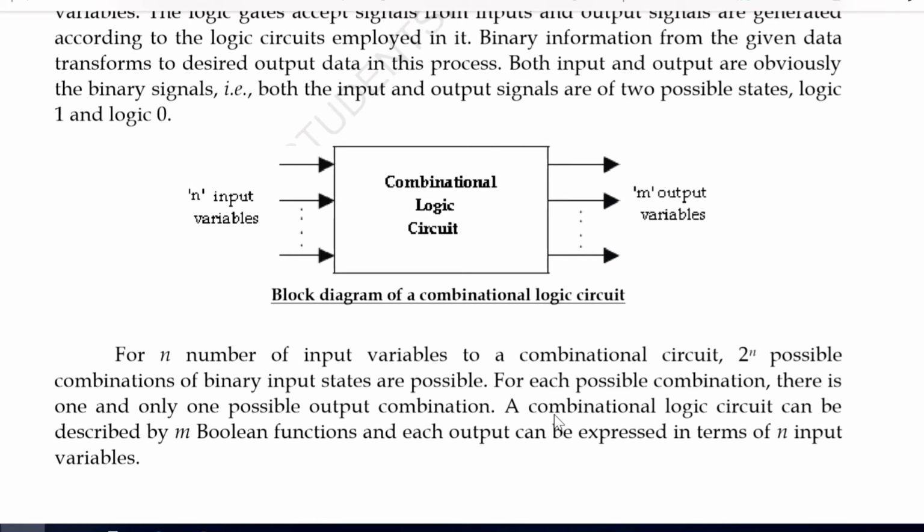Next, there are many examples of combinational logic circuits. Hereafter we are going to see many examples like adder circuits, subtractor circuits, multiplexers, demultiplexers, encoders, decoders, and code converters. Everything falls under this category. These are some examples of combinational logic circuits.